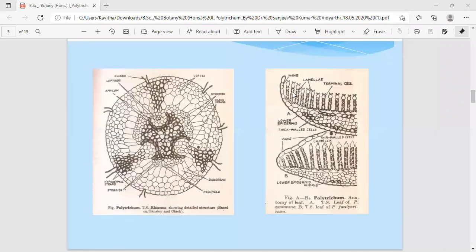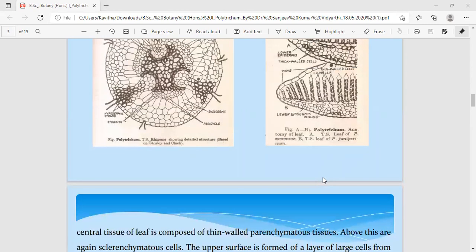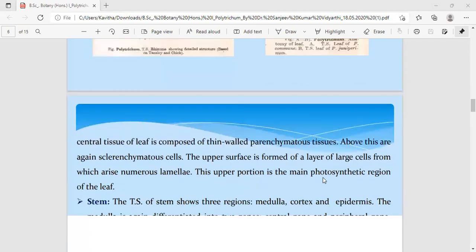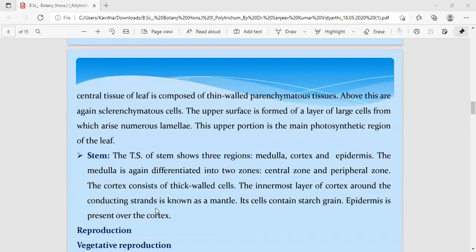So I repeat this once again. Having the outer epidermal region, or the outer epidermis, above this epidermis tissue you can see a very thick sclerenchymatous tissue which forms the midrib region, and in the central part of this leaf, you can see the presence of the photosynthetic tissue with the cells arranged in a linear manner and having the chloroplast. So this is about the internal structure of the leaf, which is considered to be the phylloid or the lamellae.